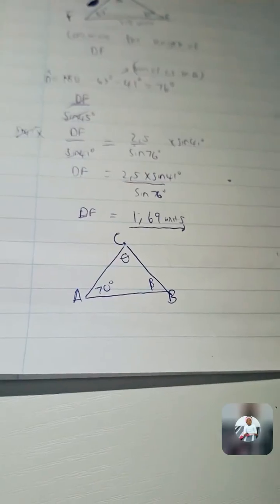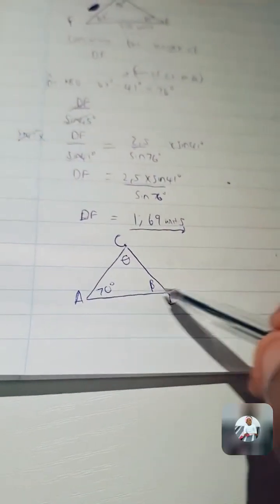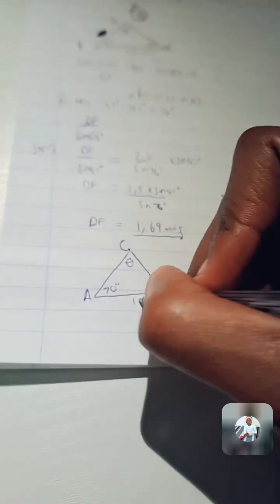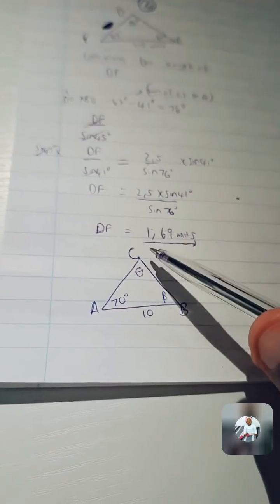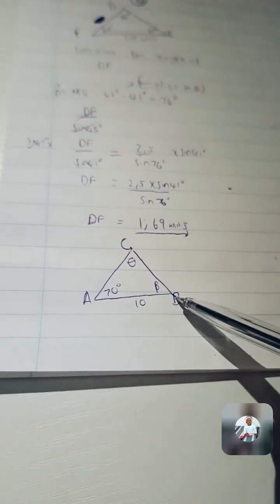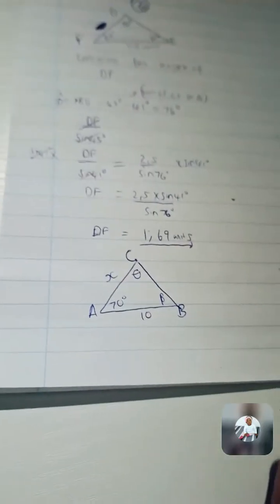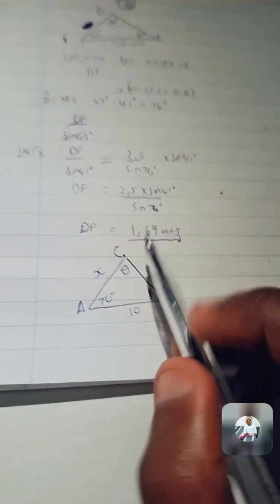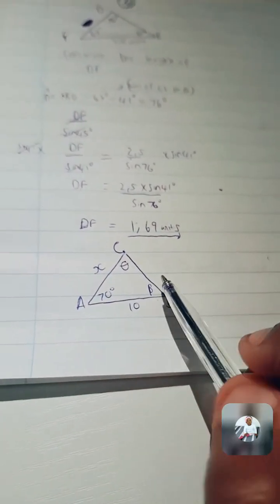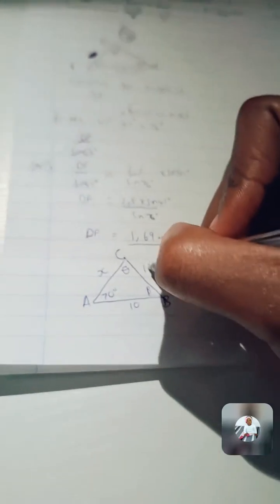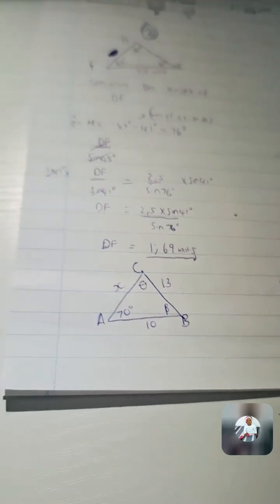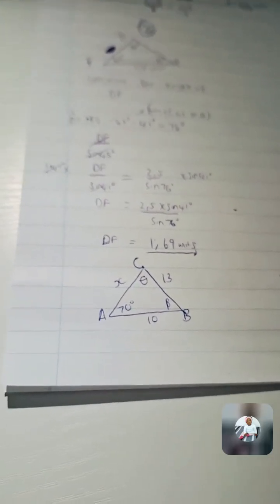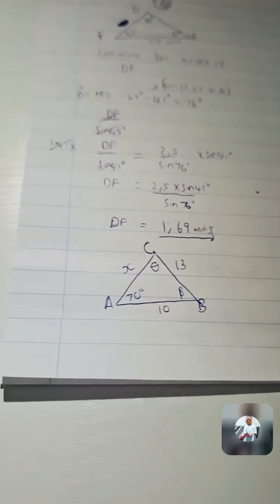And on AB, we have our 10. On AC, we have X. And on BC, we have our 13. Just like that. So what do they want? They've asked us to find all the unknowns.